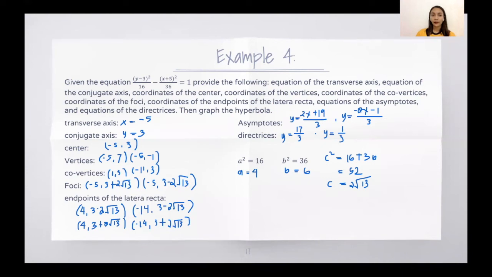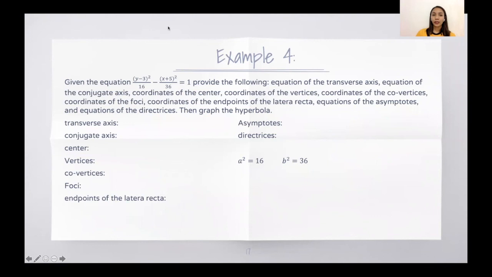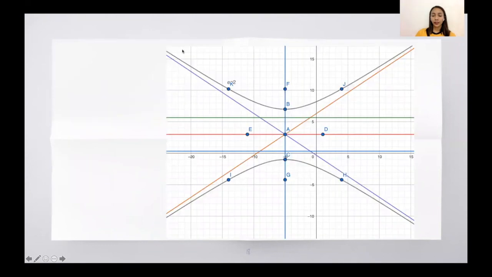Okay, so we can now graph the hyperbola since our coordinates are complete. The graph will look like this one. This one is a vertical transverse axis. You can see that it is a vertical transverse axis. The branches of the hyperbola are upward and downward, on opposite sides. These are the foci, letter F and letter G. The vertices are letter B and letter C. For the endpoints of the lateral recta, we have H, I, J, K. So that's four points.